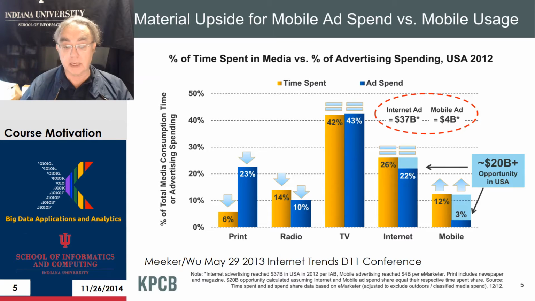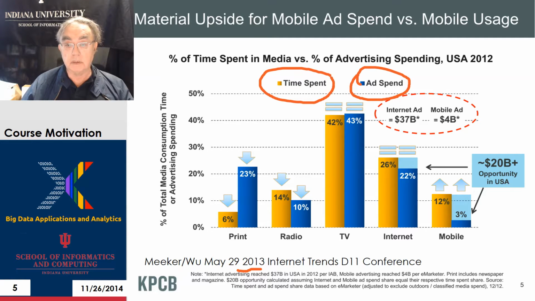Here is some more, again from the Meeker 2013 talk. We have some comments on the world. Here is an interesting comparison of advertising, which is blue, versus how people actually spend their time. And the claim is there are some interesting features here.